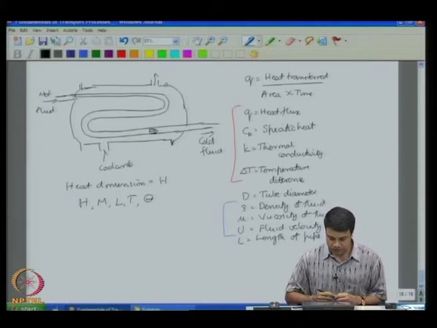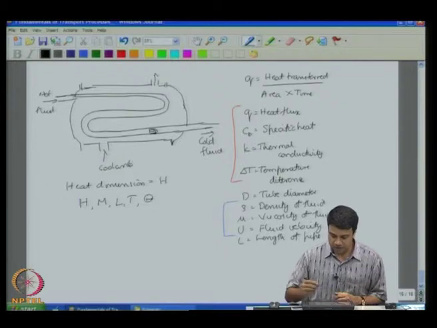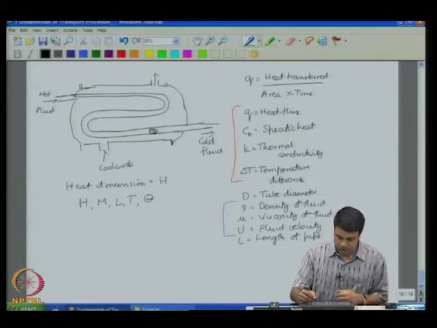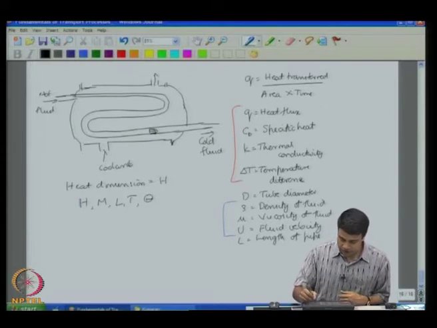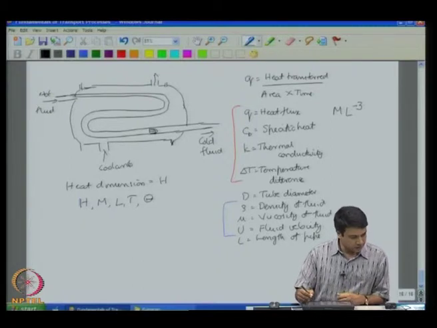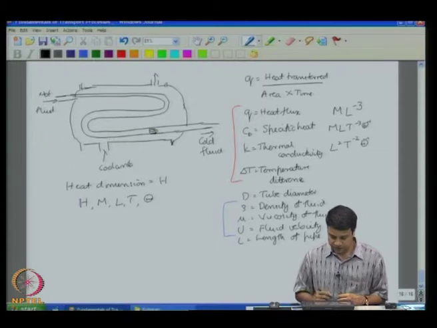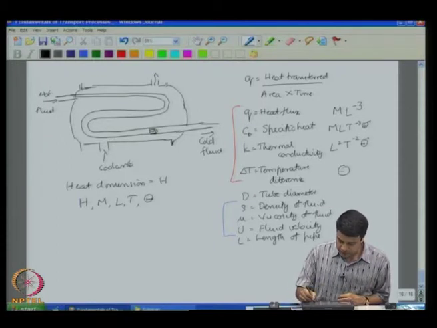Now, if I were to write the dimensional variables in terms of the fundamental units as I did in the last class, what I would write is that Q is equal to m L power minus 3. The specific heat is equal to L square T power minus 2 theta inverse. The thermal conductivity is m L T power minus 3 theta inverse. Okay. The temperature difference has units of theta.